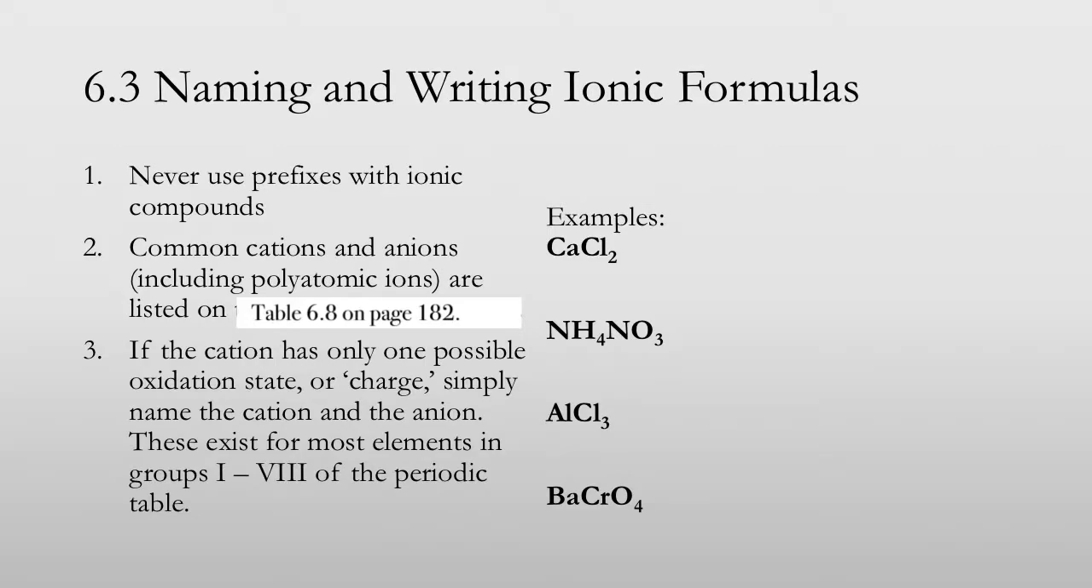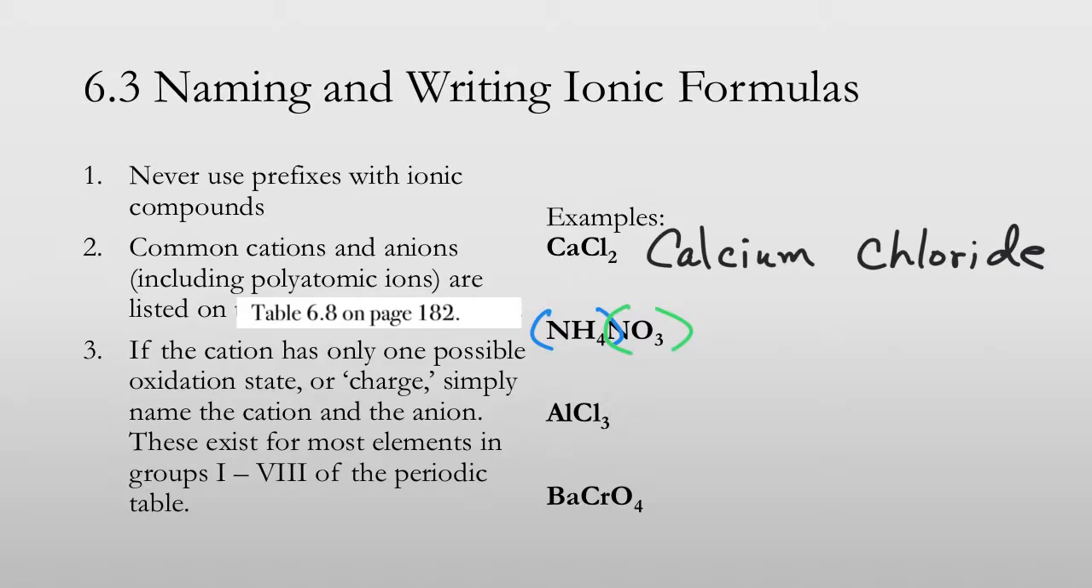The first one there is just calcium chloride. You just name those species. The second one there actually involves two polyatomic ions, which I'll get to later, but essentially I've taken this from one of my labs, and so I shouldn't have gotten to polyatomic ions yet, but I just copied and pasted this from my lab. Either way, if you look at table 6.8 on page 182, you'll find these species there.